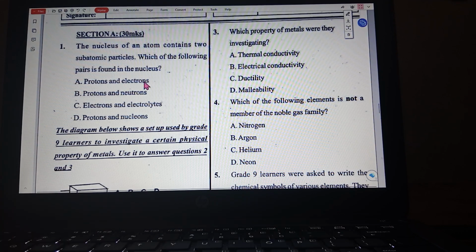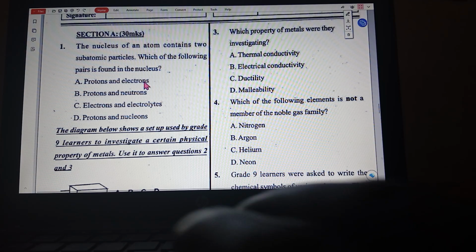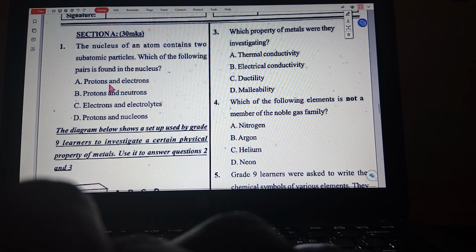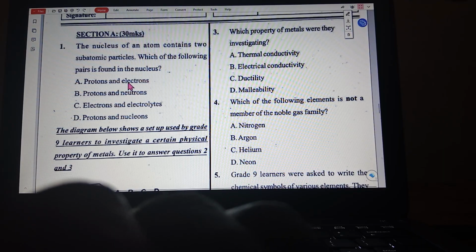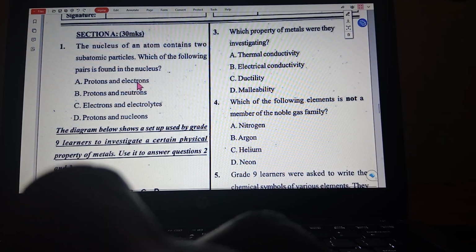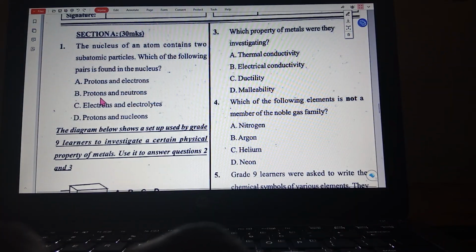Let's begin with option A. I want to give you a secret here. In an exam, in a case where you are not sure of the correct answer, you can use the elimination method to come up with the correct answer. Now let's begin with the first one. Are protons and electrons found in the nucleus? No, electrons are not found in the nucleus. Therefore, option A is wrong.